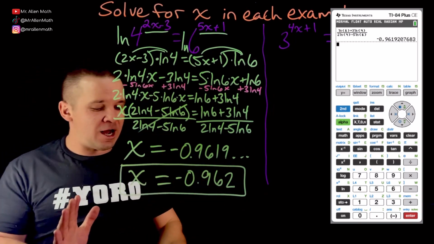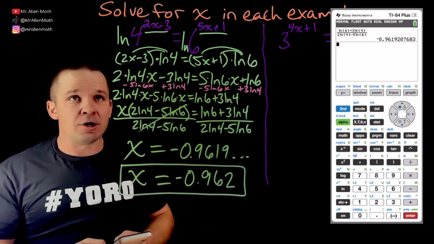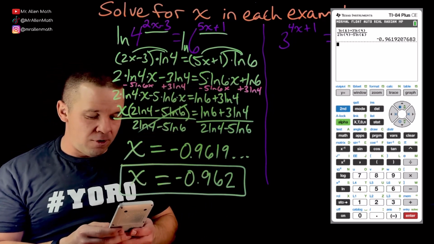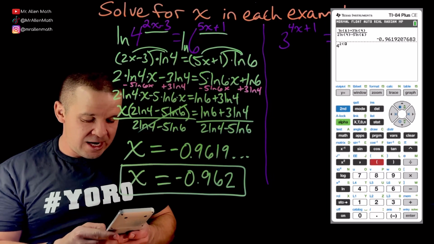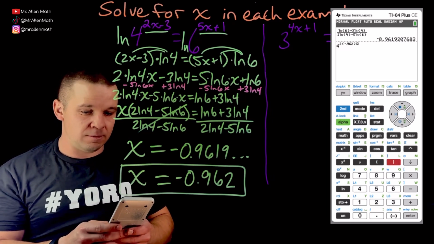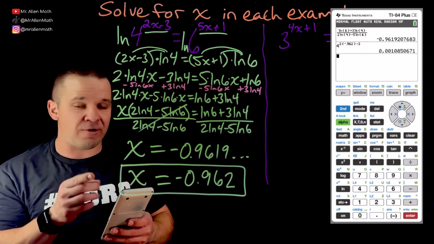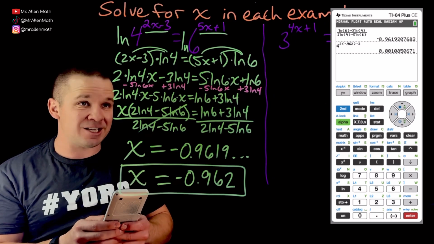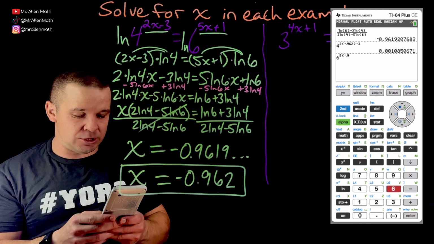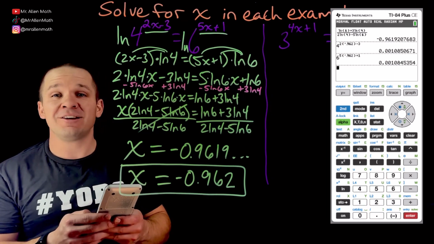Now, let's check it out in the original equation, shall we? Okay, so I'm going to type in our rounded answer. We should get pretty dang close to equal on each side. So I got 4 raised to the 2 parentheses, negative 0.962, close them, minus 3, and I get 0.001085, blah, blah, blah. And now I'll try with the 6 raised to the 5 parentheses, negative 0.962 plus 1. And I get pretty dang close to the exact.